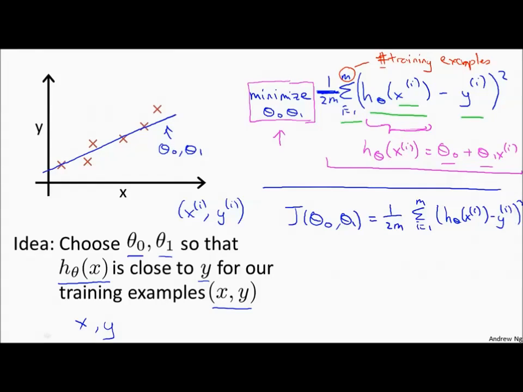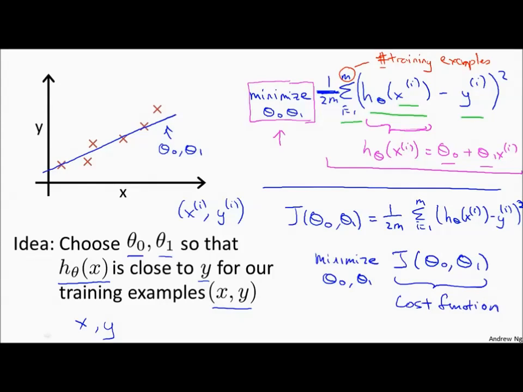And what I want to do is minimize over theta 0 and theta 1 my function J of theta 0, theta 1. Let me just write this out. This is my cost function. So this cost function is also called the squared error function, or sometimes the squared error cost function.